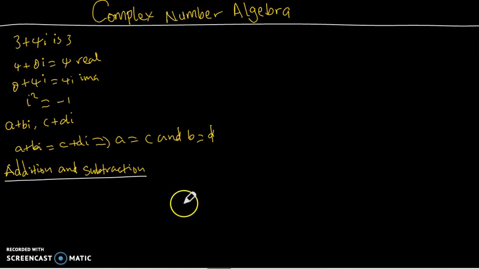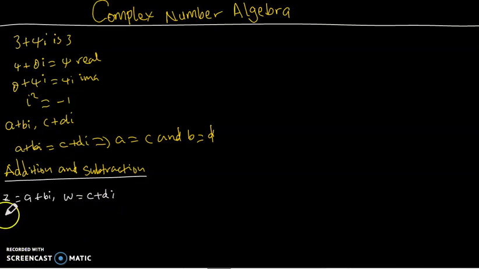Okay, we will start with addition. Addition of a complex number is defined by separately adding the real and the imaginary part. So let's say that we have z, and z is equal to a plus bi, and then we have w, and w is equal to c plus di.